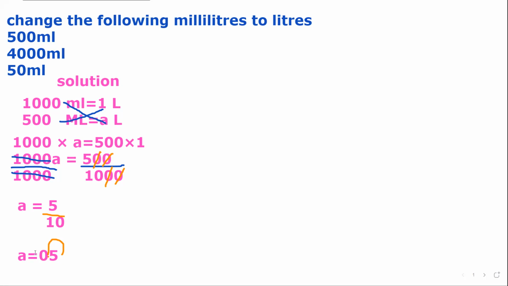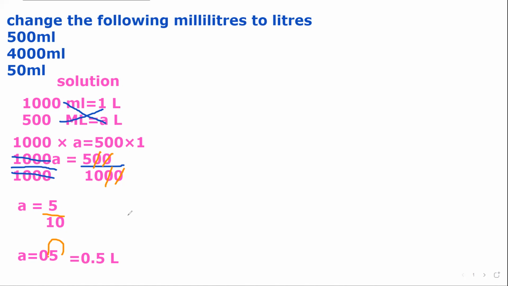Now the answer is 0.5 liters. Okay, good. Or you can also use long division to solve this one.